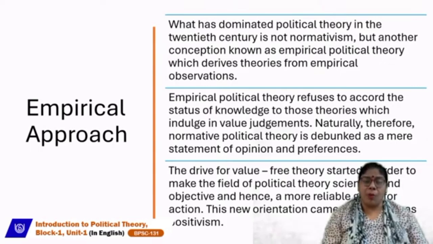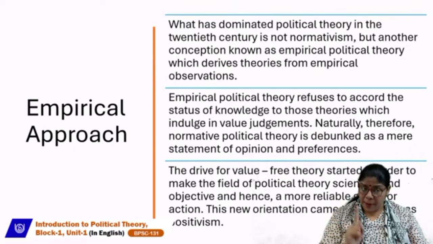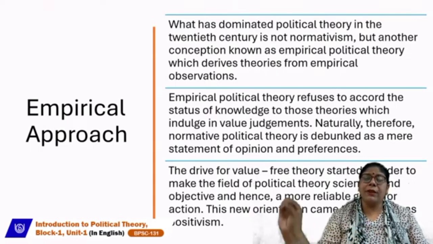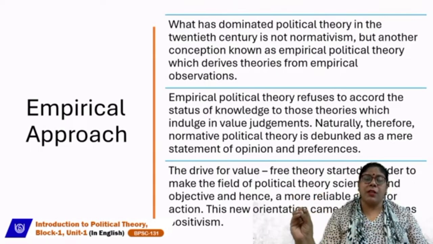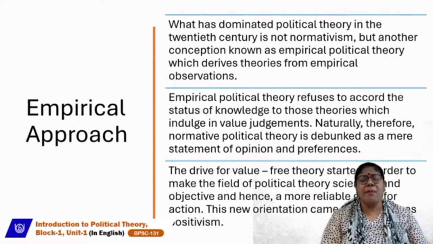Now the empirical observations. An empirical political theory refuses to accord the status of knowledge to those theories which indulge in value judgments. Like in the normative approach, we are talking about value judgments, but the empirical approach refuses to accord the status of knowledge to those theories which indulge in value judgment. Naturally, therefore, normative political theory is debunked as a mere statement of opinion and preferences.